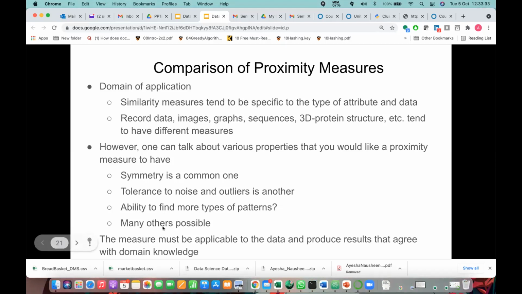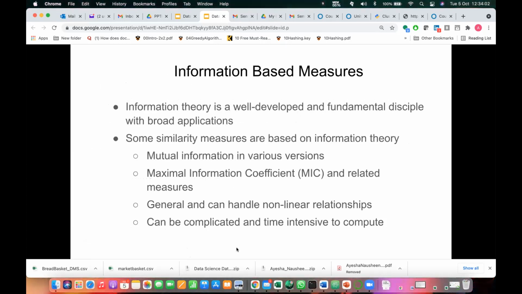Many others are possible. When we take different domains and different problems, we'll get an idea what proximity measure will give us a good algorithm. The measure must be applicable to the data and produce results that agree with the domain knowledge. So whatever measure we take should give good results, and that result should also be consistent with the knowledge we have in that domain.